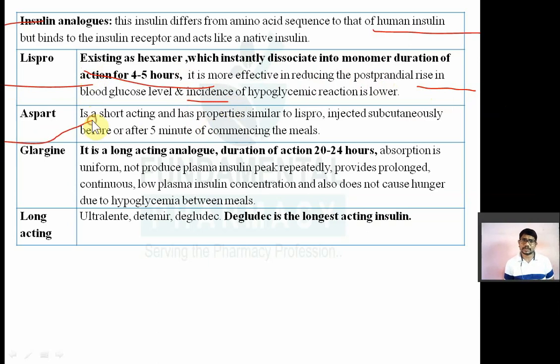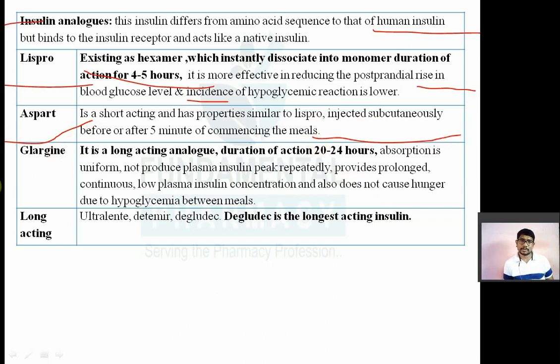Aspart insulin is there. Again, it is short acting and has properties similar to lispro insulin. It is injected subcutaneously 5 minutes before commencing meals. Take the injection 5 minutes before eating.